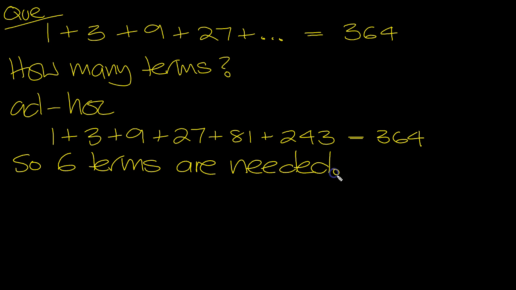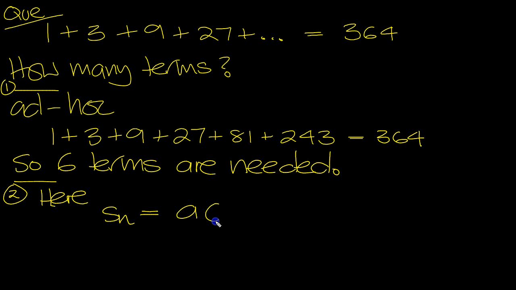The algebraic way to solve it, so that's method 2. Here Sn is a times r to the n minus 1 over r minus 1, isn't it? That's the sum of n terms. We don't know what n is. We know the first term a is 1, so I'm going to put that in here. So a is 1, so let's just overwrite that now.